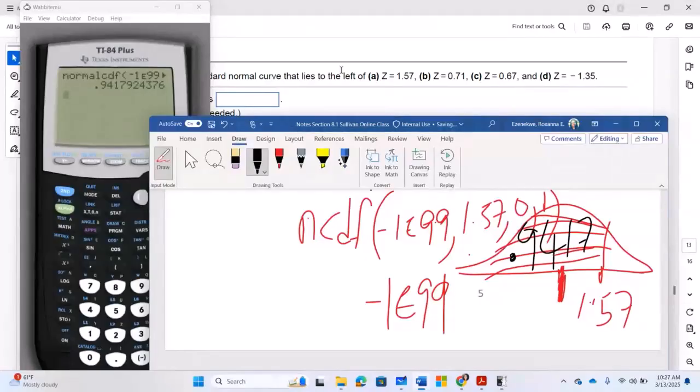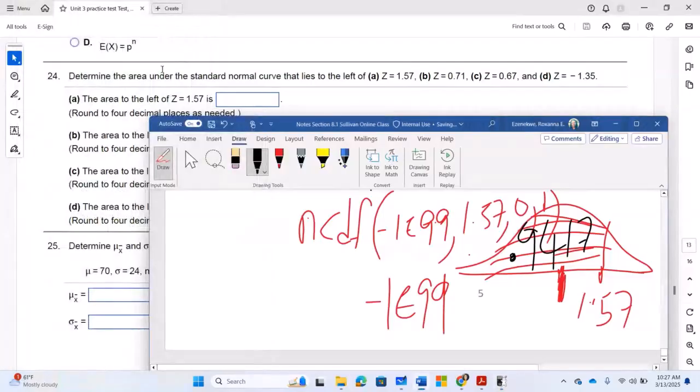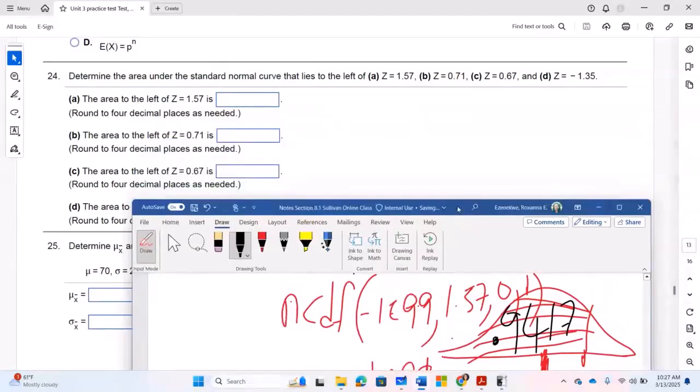Okay. All right, so the next thing is go back to that question. Okay, the next question is this. They are saying, find the area to the left. I want you to see the question. Find the area to the left of 0.71. Find the area to the left of 0.71.